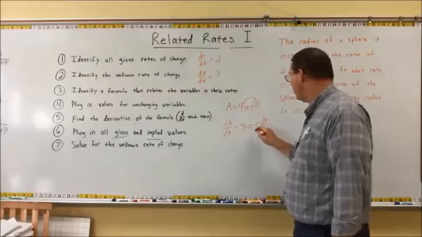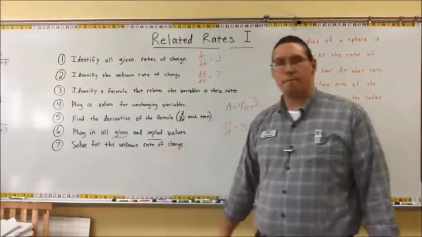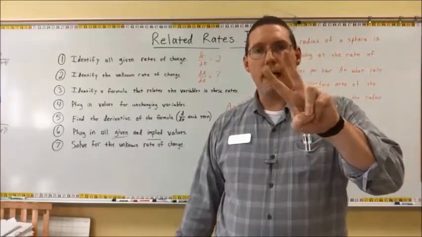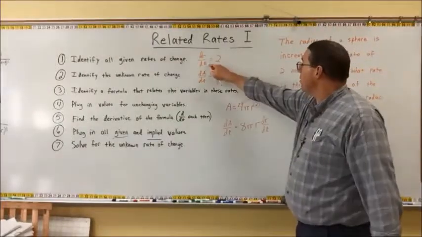And now we have 1, 2, 3 variables. So for step 6, in order to solve for step 7, we need to plug in 2 values out of our three variables. Well, we're given dr/dt, which is 2.